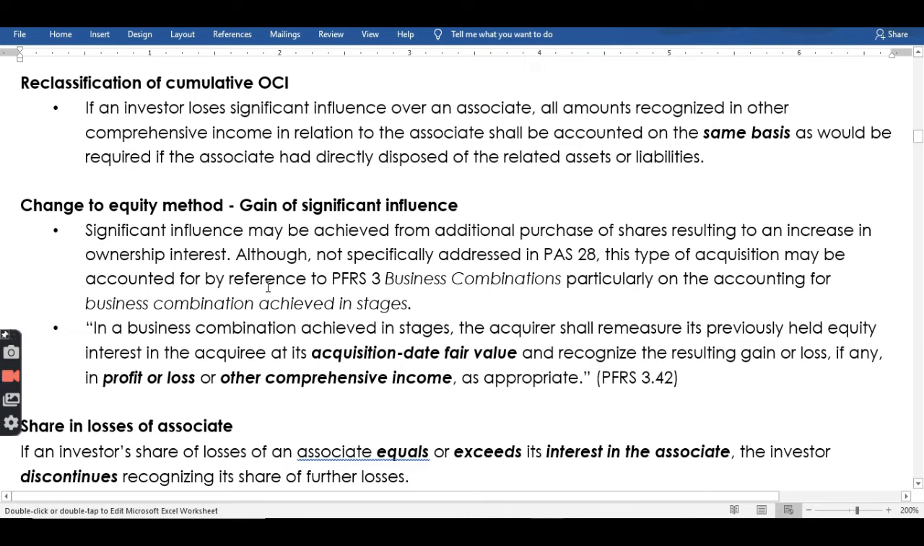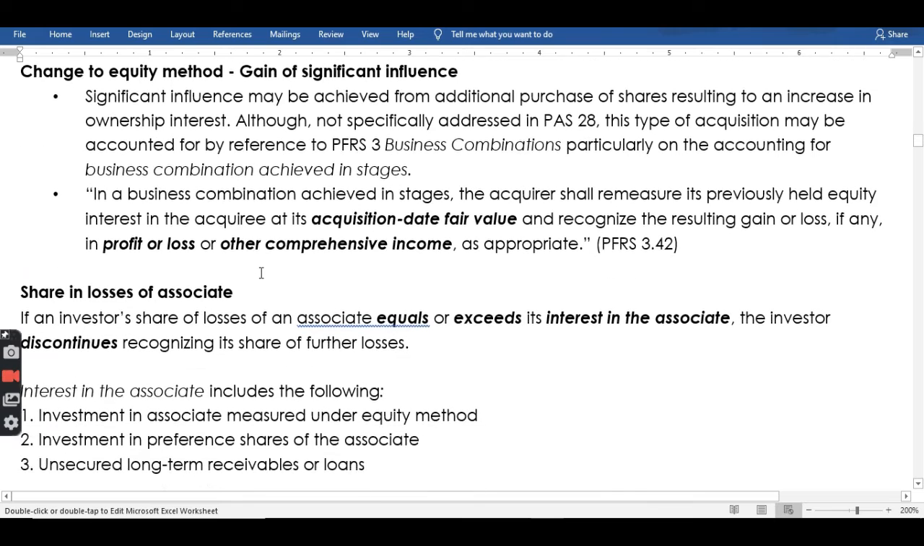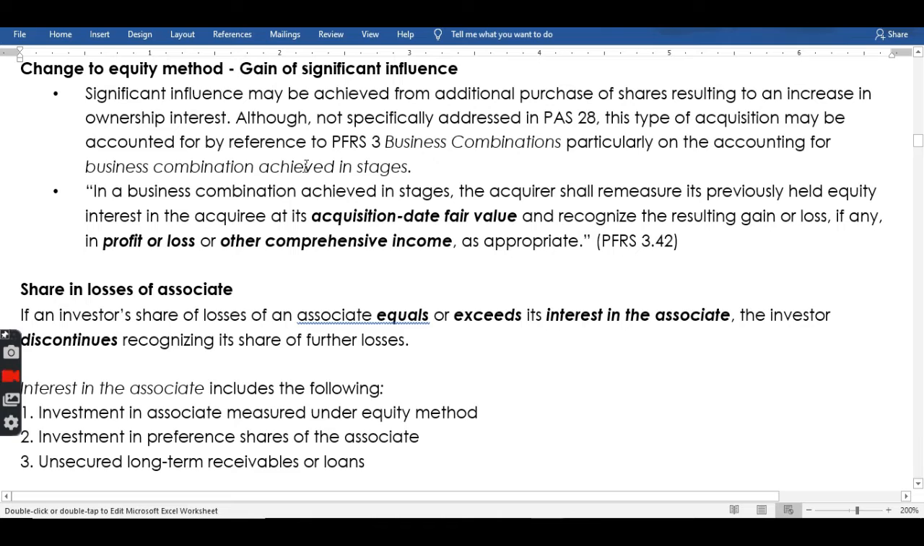Okay. So next, punta naman tayo doon sa tinatawag nating step acquisition or yung concept ng pag-gain natin ng significant influence. So anong concept ng step acquisition? Yung step acquisition, yan yung sinasabi natin na paunti-unti kang nag-iipon ng shares hanggang umabot ka doon sa point na meron ka ng significant influence. Okay? So parang ang labas niyan, nag-jump ka from IFRS 9 papuntang PAS 28.